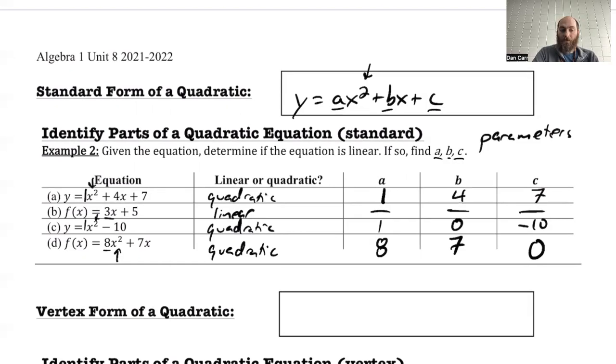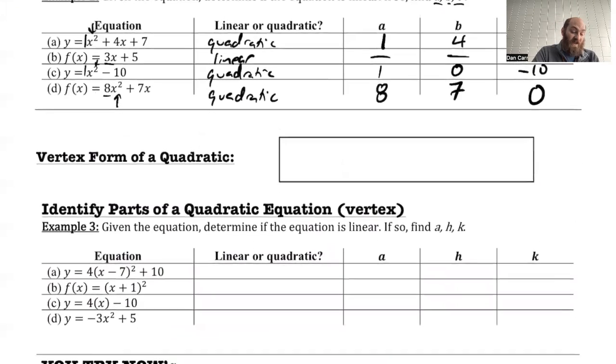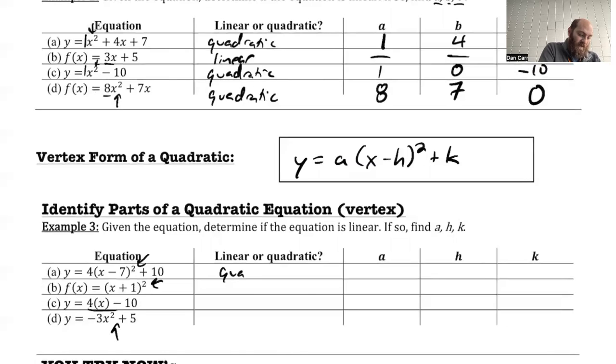Okay. Vertex form of a quadratic looks a little bit different. Vertex form follows this pattern: a multiplied by x minus h squared plus k. So what we have is this kind of binomial that's in parentheses squared, the a value in front and the k at the end. So if I look at that one, I have squared again, no squared, and then squared. So we have quadratic, linear, and quadratic.